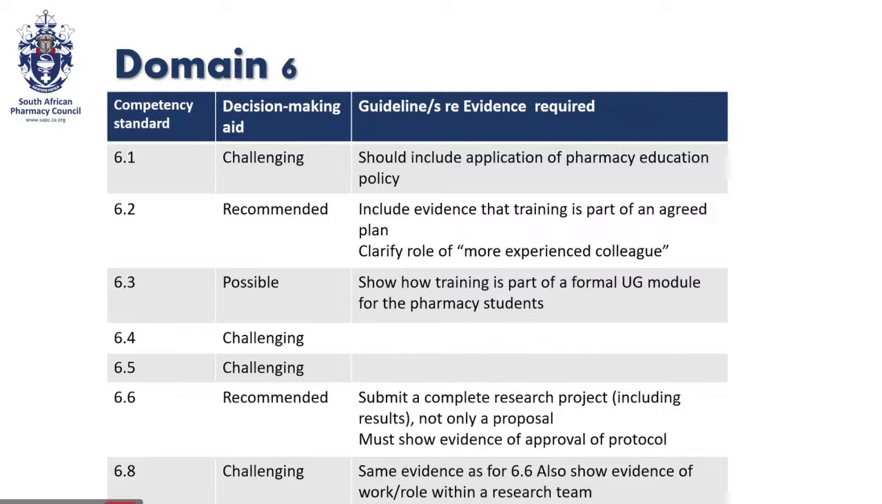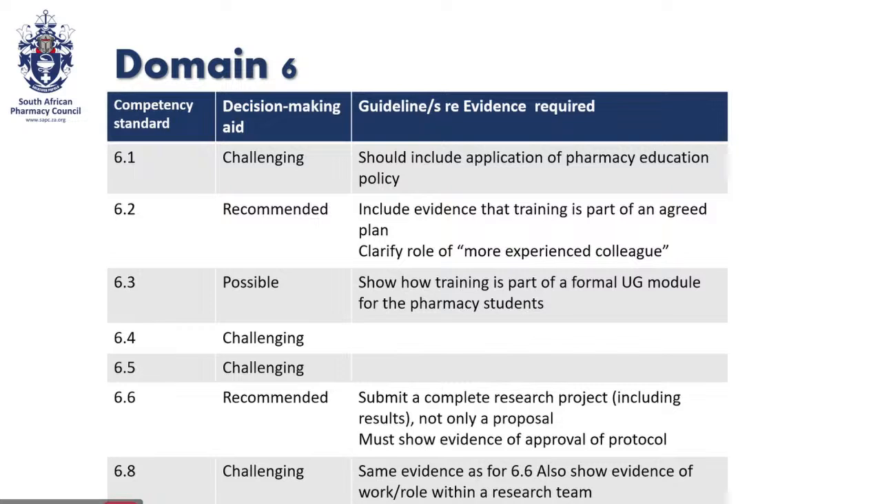6.6, the research competency standard. You must submit a complete research project, including the results. There are two behavioral statements. Behavioral statement A is about the components of a proposal. So you need to have the complete proposal there, and extra evidence on what the parts or the components of a proposal are and how your proposal looks. So you need to do that cross-reference then, and then also the evidence that it was approved.